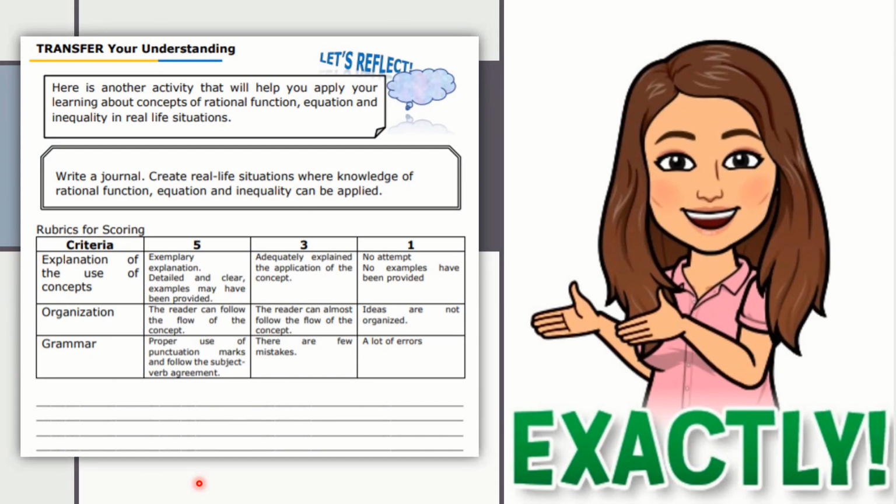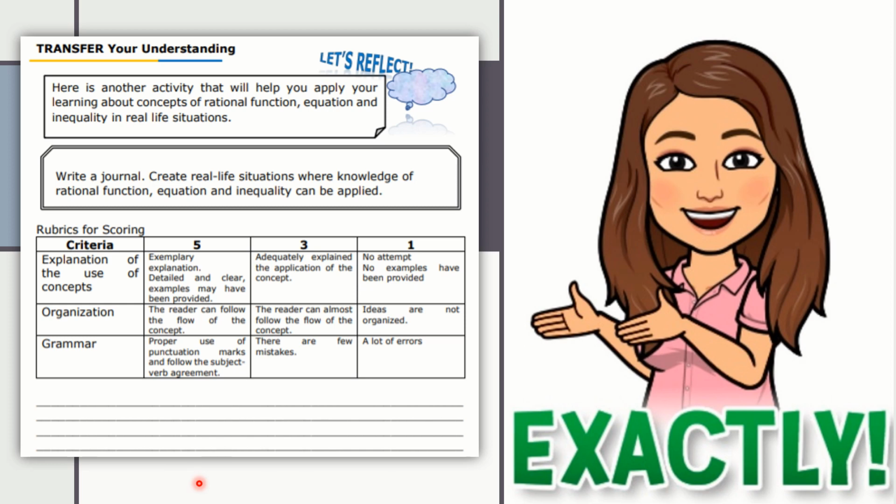This time, you are going to transfer your understanding to real life situations. Here is another activity that will help you apply your learning about concepts of rational function, equation, and inequality in real life situations. You are to write a journal, creating real life situations where knowledge of rational function, equation, and inequality can be applied. I would suggest that you give two real life situations of your choice, either a rational function and a rational equation, a rational function and a rational inequality, a rational equation, or a rational inequality.